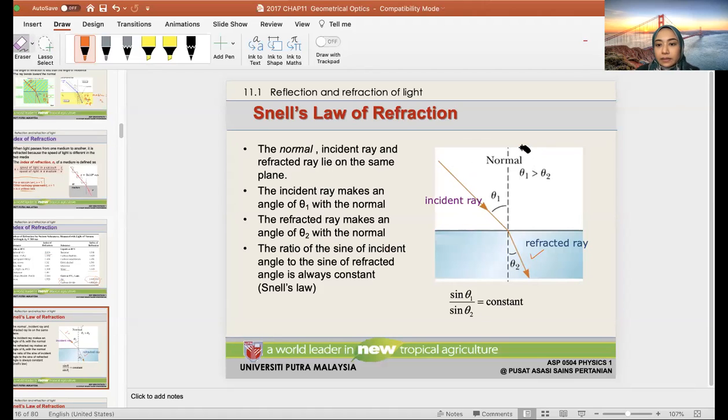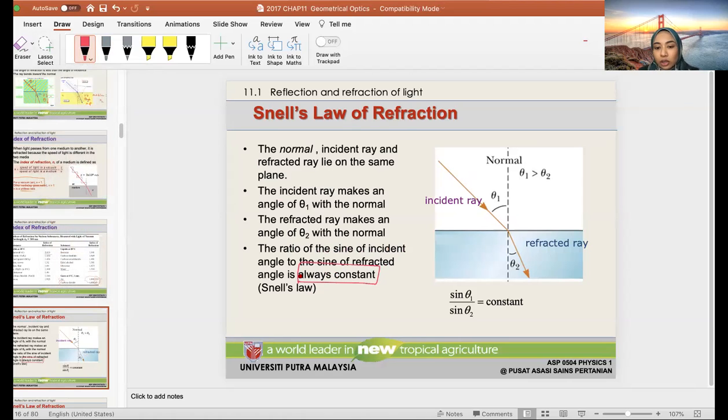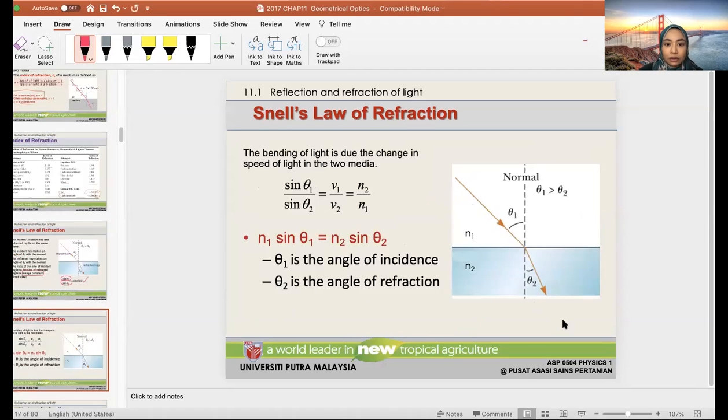Erase, wait. I don't like this. Let me choose pink. Okay. The ratio of the sine of the incident angle to the sine of the refracted angle is always constant. So this is Snell's law. So the ratio of sine theta 1 over sine theta 2 is constant. That is Snell's law. So using Snell's law, you will solve a bunch of problems. Later we will see.